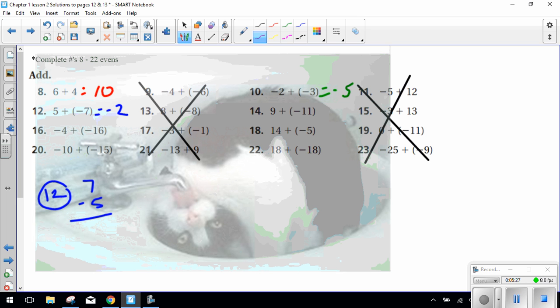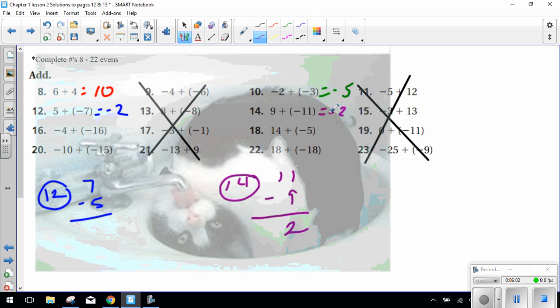Okay, let's go to number 14. Number 14 is very similar to number 12. I have two different signs. I have a positive 9 and a negative 11. So I'm going to forget the signs for now and simply subtract bigger minus smaller. 11 minus 9 is 2. So I'm going to write a 2 here. And now ask yourself, who will give me a bigger absolute value, the 9 or the 11? Since 11 will give you a bigger absolute value, we're going to keep this sign, which is negative.